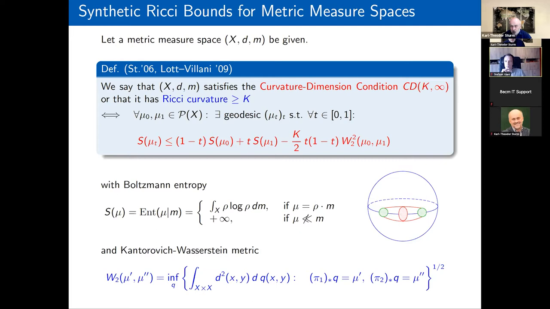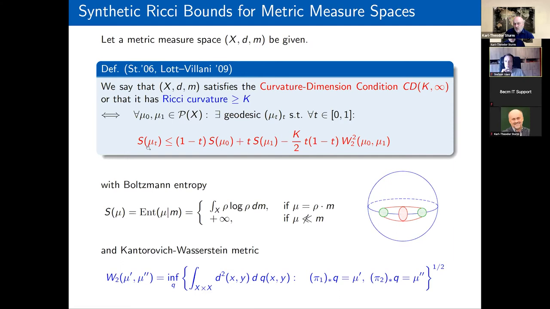So the curvature dimension condition in its simplest form is just a condition on the curvature, with no restriction on the dimension. And it reads as follows. We say that a metric measure space (X, d, m) satisfies the curvature dimension condition CD(K, infinity), or simply that it has Ricci curvature bounded from below by K, if and only if for any pair of measures mu naught, mu one, there exists a connecting geodesic in this Kantorovich-Wasserstein geometry, such that along the geodesic, the Boltzmann entropy is convex up to a correction term. So the easiest definition simply says we have non-negative Ricci curvature if and only if the Boltzmann entropy is convex.